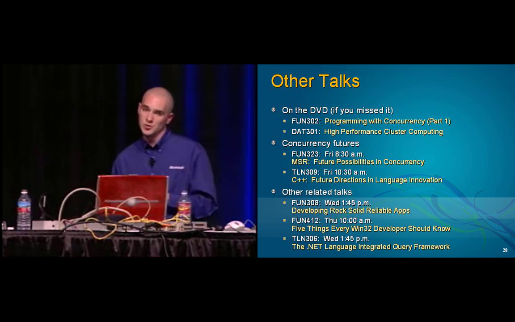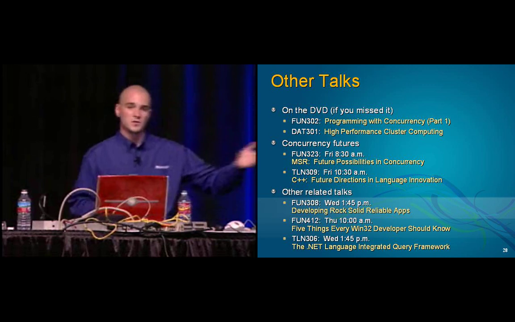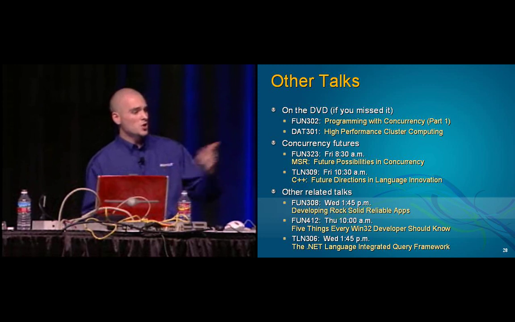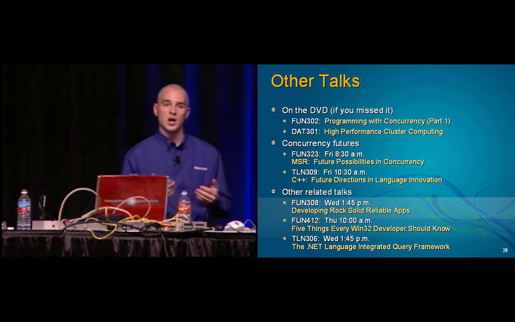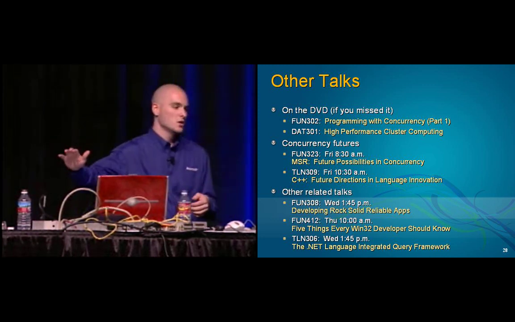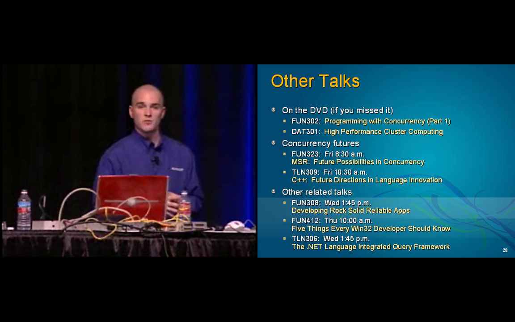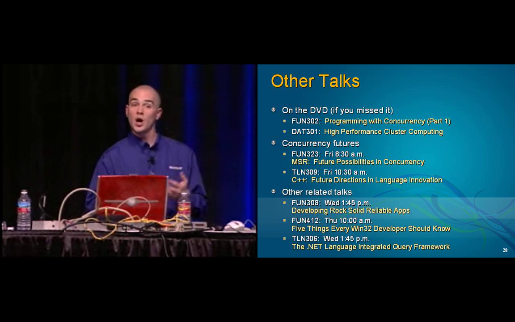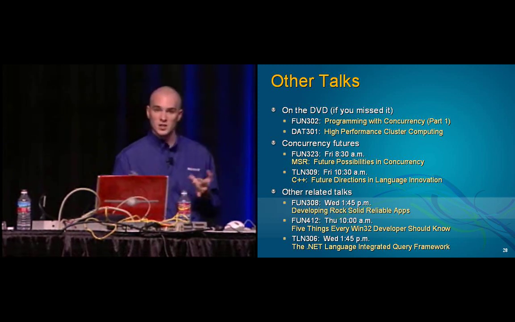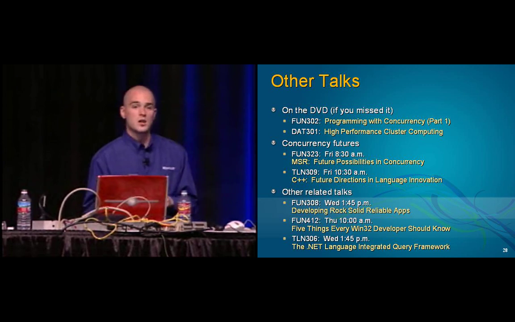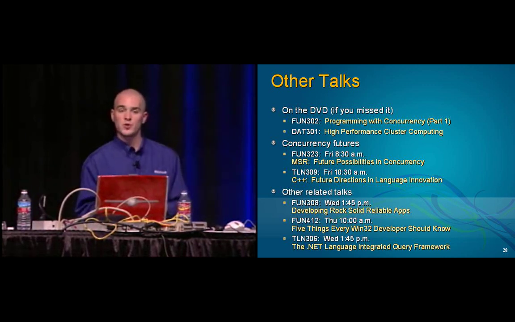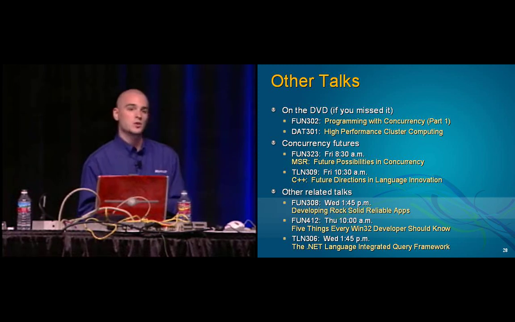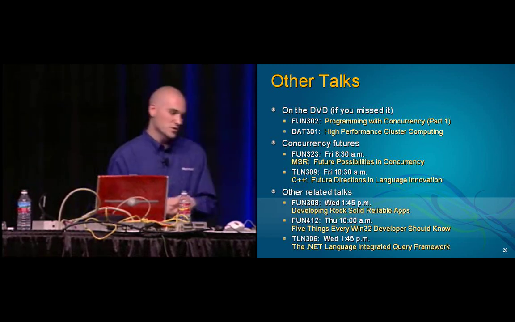And there are some other talks, too. So if you missed these first two talks, I highly recommend watching them on the DVD once you get it. And there's also two talks on Friday, both of which talk about future directions in concurrency. So the first one here is a Microsoft Research talk. It talks about a lot of really interesting projects that we have going on in research that could become productized in the future. And then Herb Sutter is going to talk about some future directions in the C++ language that make it easier to write concurrent code using C# language.